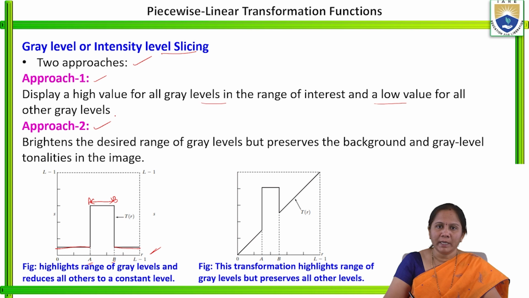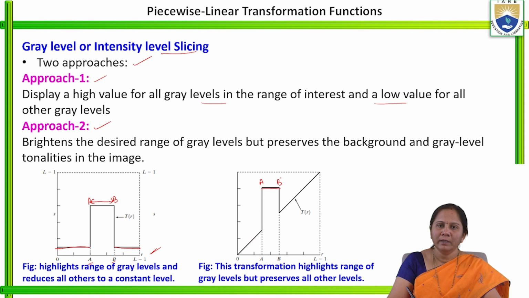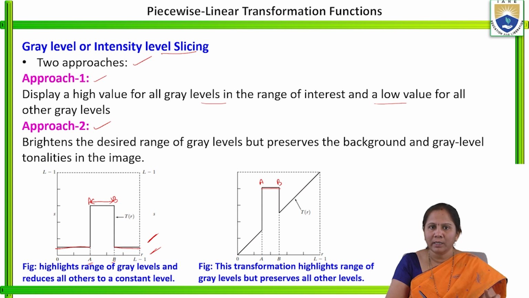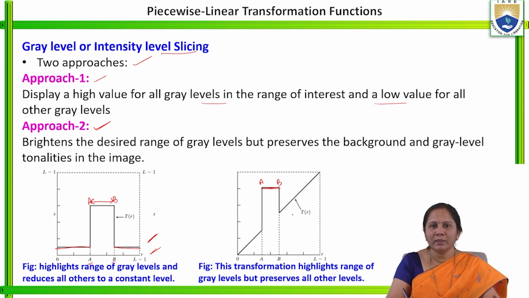Coming to the second approach, here again we have A and B. In the second approach, the area we want to see will be visible with high intensity, whereas the remaining areas, here you can see, will not be totally compressed.